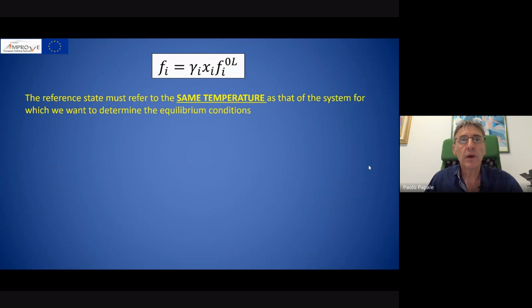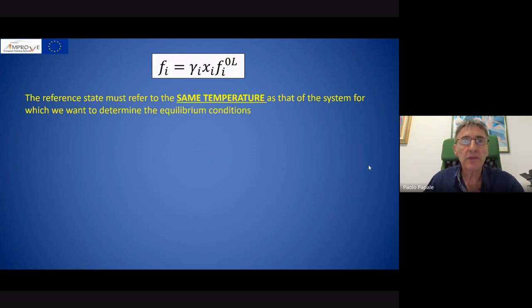First of all, a very important point that I'm repeatedly stressing throughout these lessons. The reference state must refer to the same temperature as that of the system for which we want to make calculations. If you don't remember why, you can have a look back at lesson number 2.